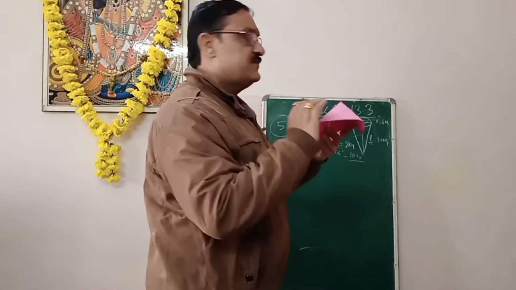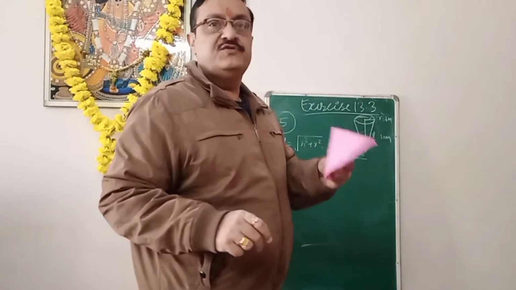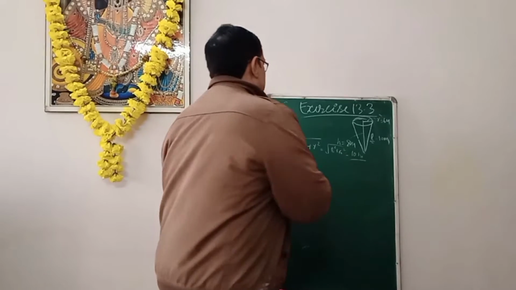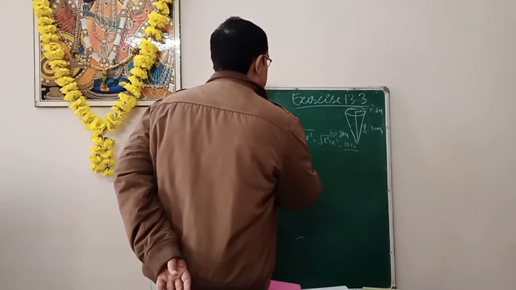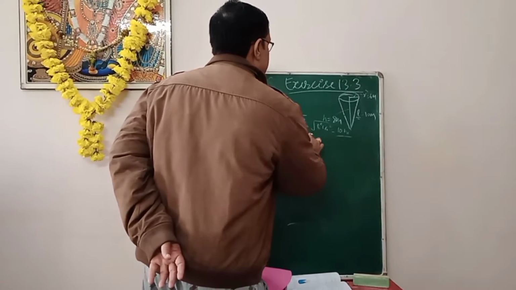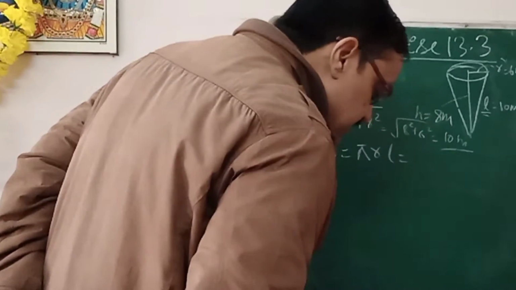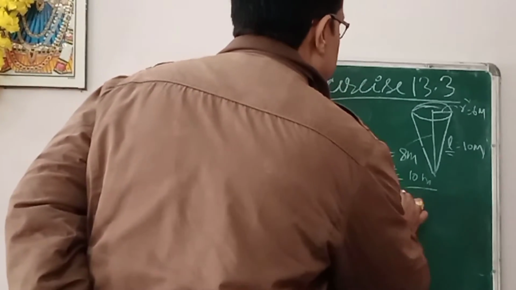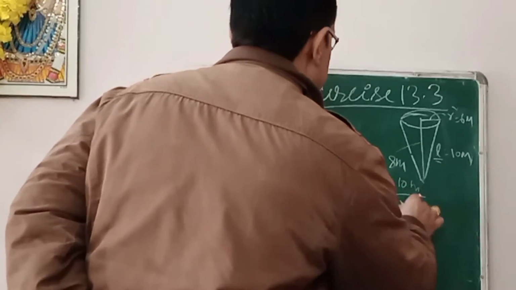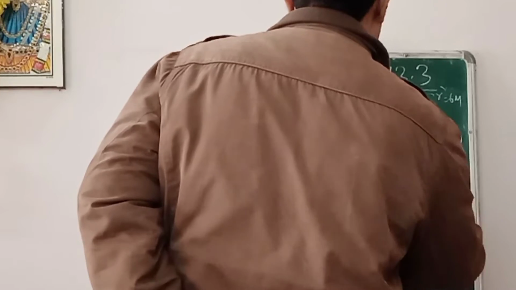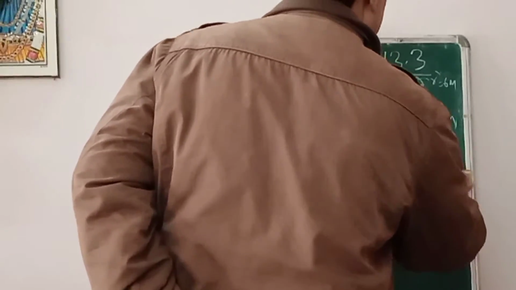This curved surface we need to find out, because that tarpaulin will make this curved surface. So what is CSA? CSA will be pi r L. So here it is written that we should take pi as 3.14. Pi should be 3.14 into r, r is 6, into L, this 10.